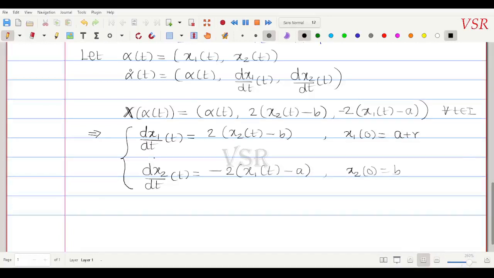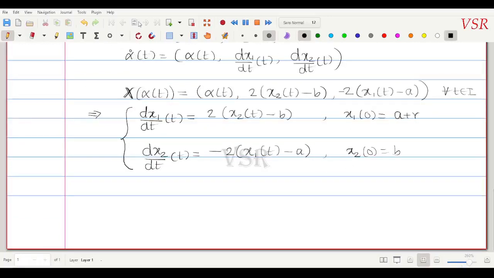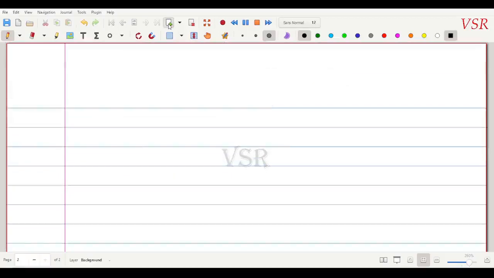Okay, I'll take these two on the next page. Now we want to solve this system of equations. How do we solve this? Let me copy and paste it again. I'll rewrite this problem here. That is given, let me call this star.